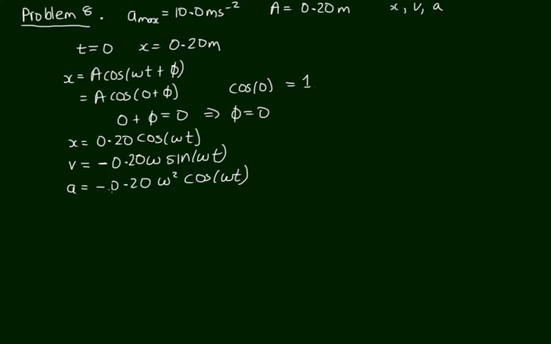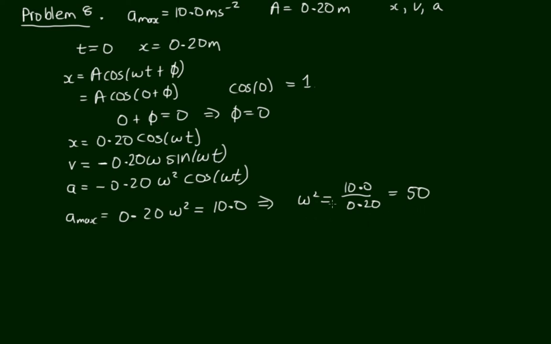And there is something that we know about this acceleration. We were told that the maximum acceleration is 10 meters per second. So the maximum value this can be is when cos omega t is 1. And so we've got a max is equal to 0.20 omega squared, and we know that that is equal to 10. And so this tells us that omega squared is equal to, just rearranging this, 10 divided by 0.20, which is equal to 50. So omega squared is 50.